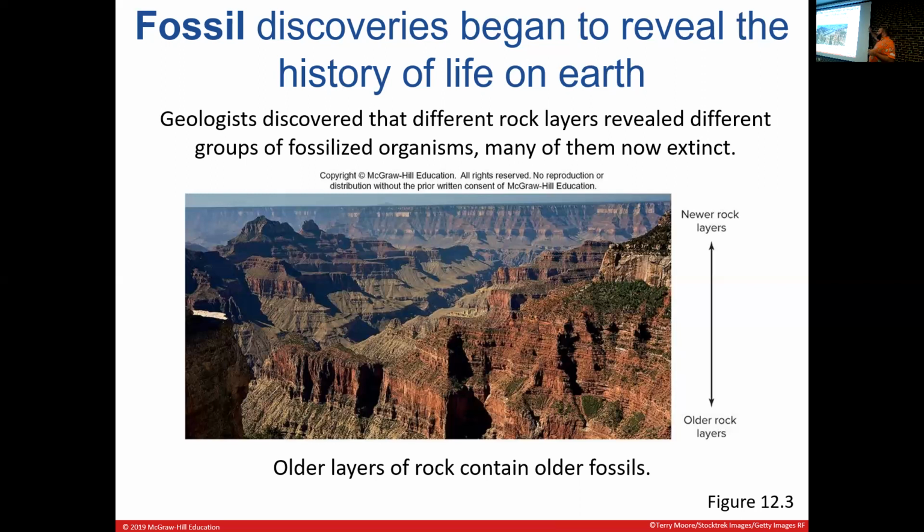Now, it took a lot of time and a lot of hand-wringing to get to the point where we are now, where we can see very clear relationships between the dinosaurs that existed 65 million years ago and the birds that are roaming around our campus today. But a lot of that was related to geologists discovering that different rock layers reveal different groups of fossilized organisms. In other words, indicating different time periods of when these things were laid down, as well as many of them now being extinct or having very similar forms to what was extinct previously.